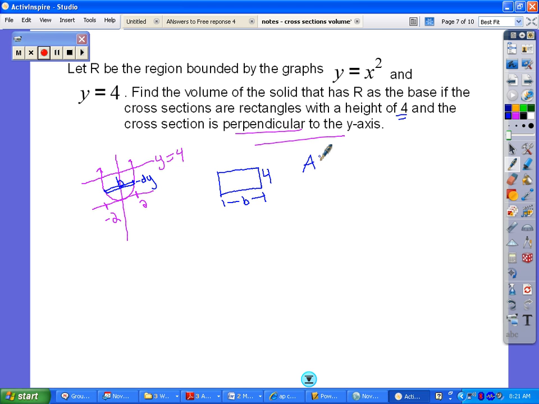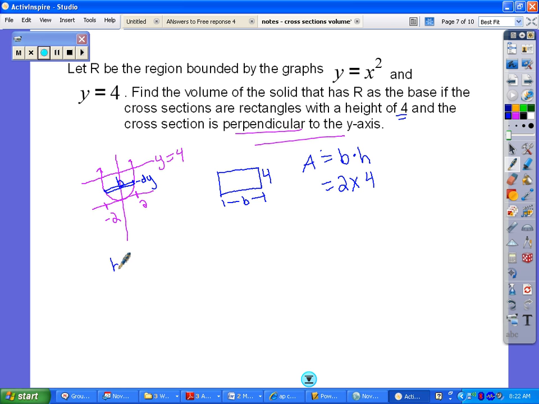And so we also want to think about the area of a rectangle. The area of a rectangle is base times height, or length times width. So we know that the height is 4, and we need to find the base. So if we look at our picture, this distance would be x, and this distance would also be x. It would technically be negative x, but since we're talking distance, the length of our base would be 2x.